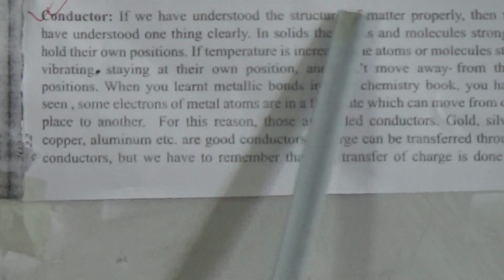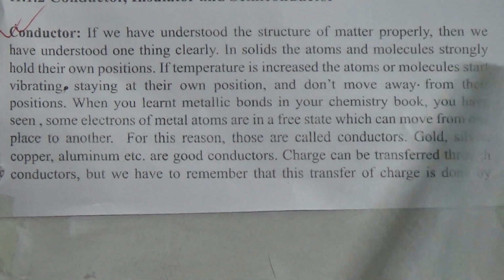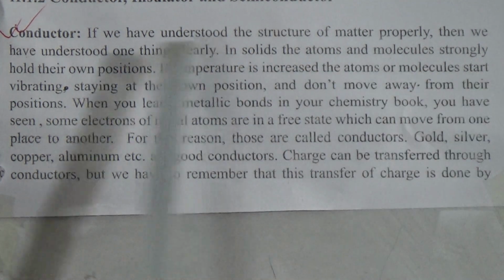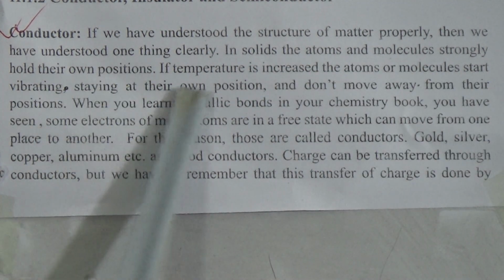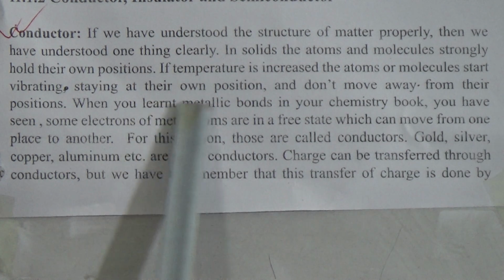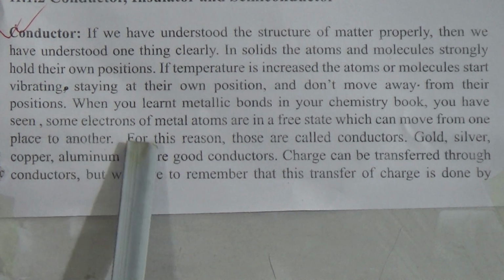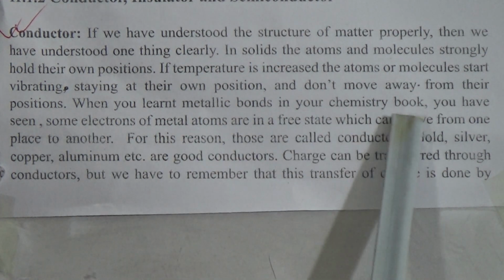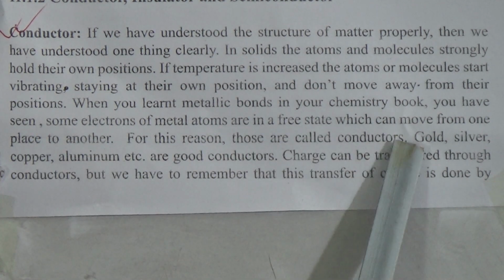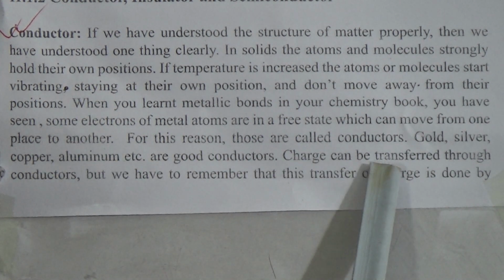Conductor, insulator and semiconductor. What is a conductor? If we have understood the structure of matter properly, then we have understood one thing clearly. In solids, the atoms and molecules strongly hold their own positions. If temperature is increased, the atoms or molecules start vibrating, staying at their own position and don't move away from their positions. So when you learned metallic bonds in your chemistry book, you saw that some electrons of metal atoms are in a free state which can move from one place to another. For this reason, those are called conductors.